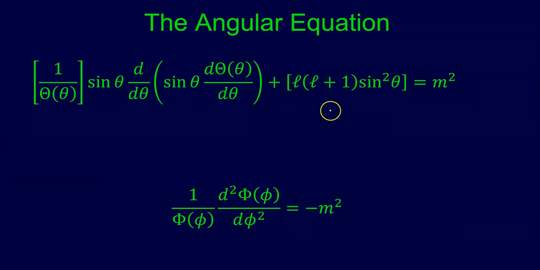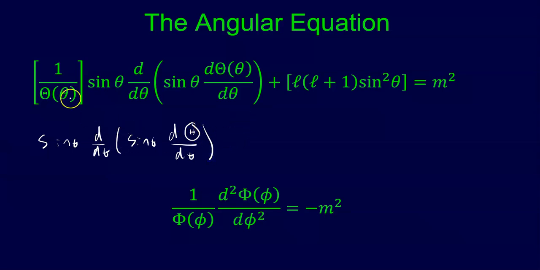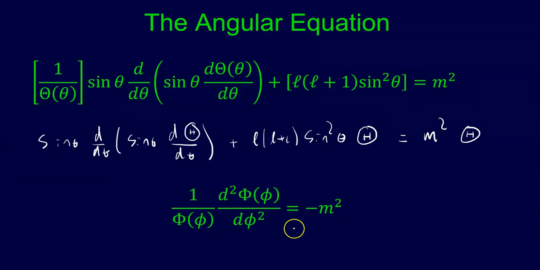So just to write this out a little bit cleaner, here are our two equations the way I just wrote it. Here we'll take this capital Theta and multiply it through, and so rewrite this equation this way. Again, I think it's a good idea to go through these steps at least once, just to make sure you follow how this is working. So here we get rid of this, and then we have L times L plus 1 sine squared theta times the capital Theta function equals m squared times the Theta function. And then down here we got this equation.